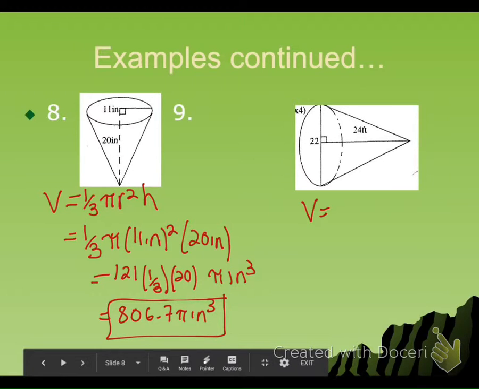Okay, so what's the formula? Volume equals 1/3 pi radius squared. Okay, so in this problem, we once again have the diameter. So what is your radius going to be?